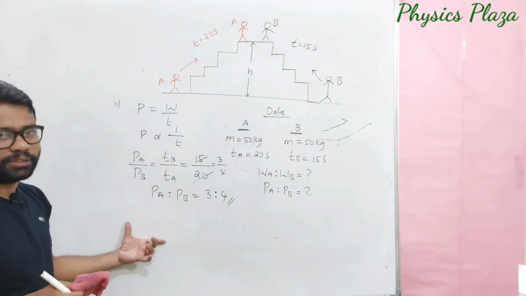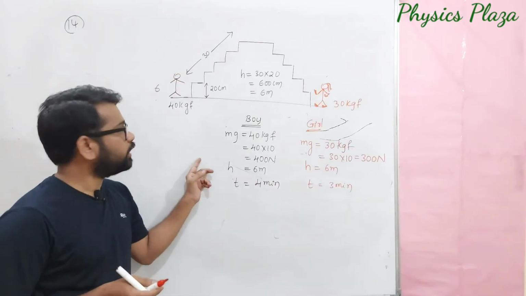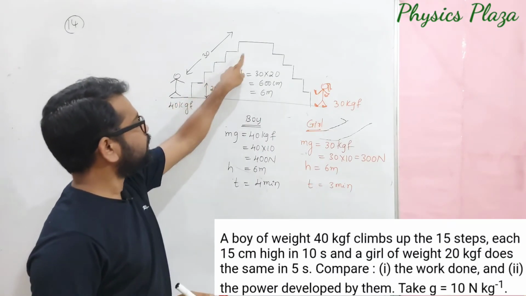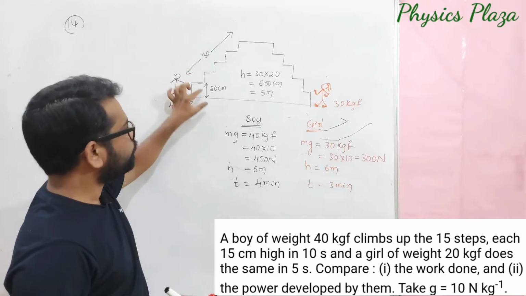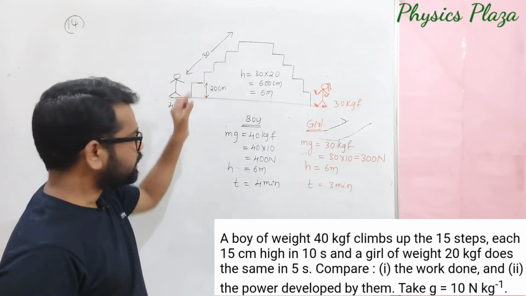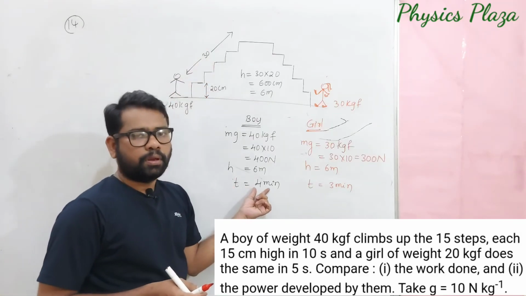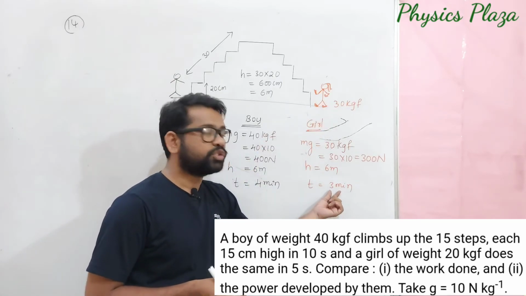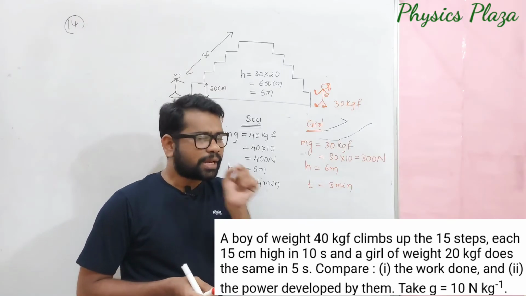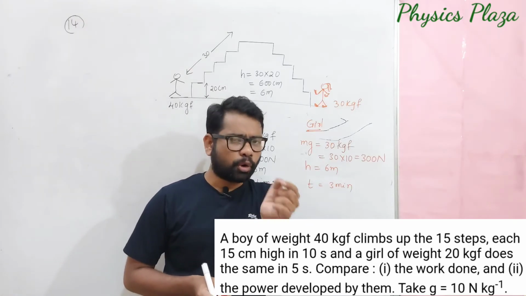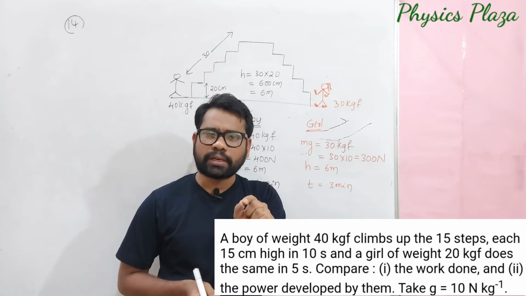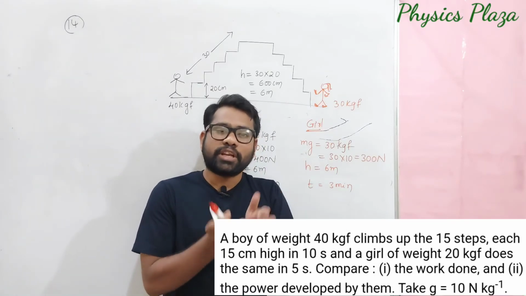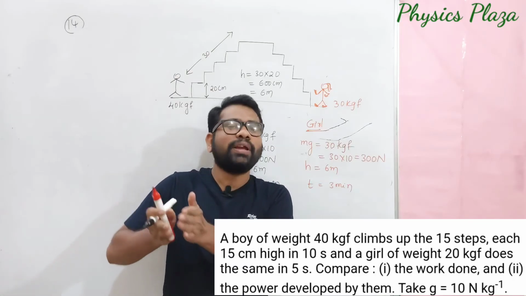Children, copy it. In this question, it is given that a boy weighing 40 kgf is climbing 30 steps, each of height 20 centimeters. For that, he takes 4 minutes. The girl also does the same thing but takes 3 minutes. Now, they are asking us to calculate the work done by the boy and the girl, meaning the ratio, and also the ratio of power spent by the boy and girl.